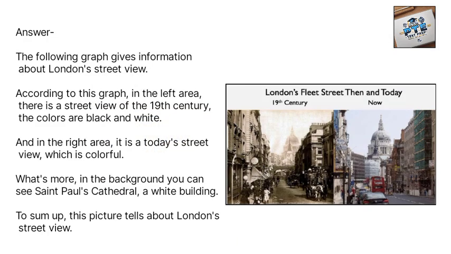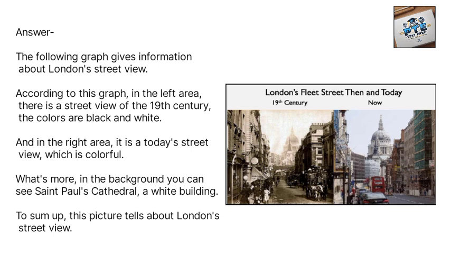The following graph gives information about London's street view. According to this graph, in the left area, there is a street view of the 19th century. The colours are black and white. And in the right area, it is today's street view, which is colourful.